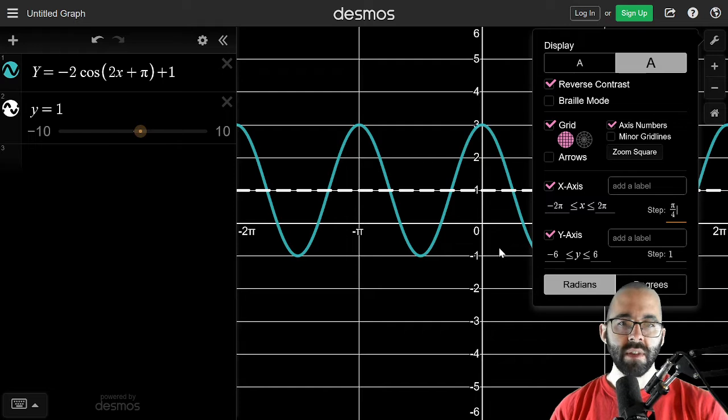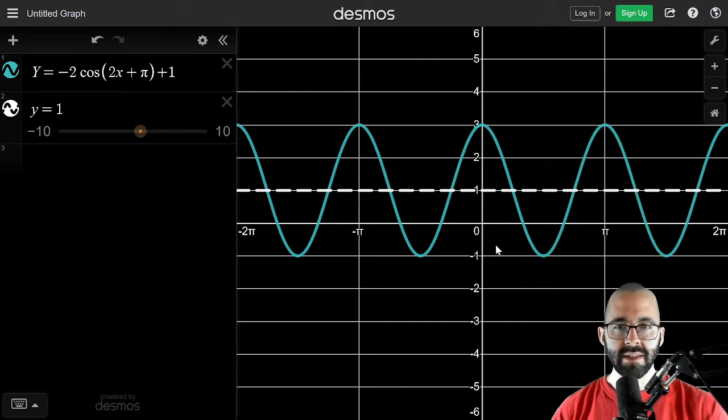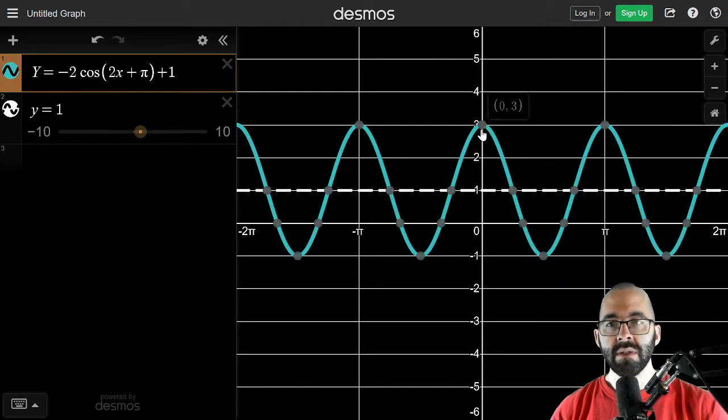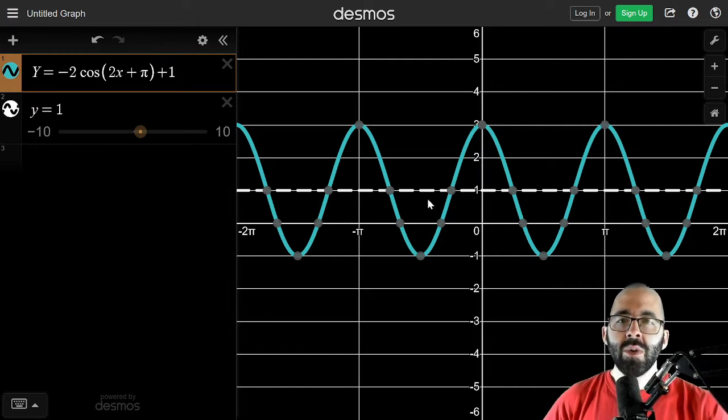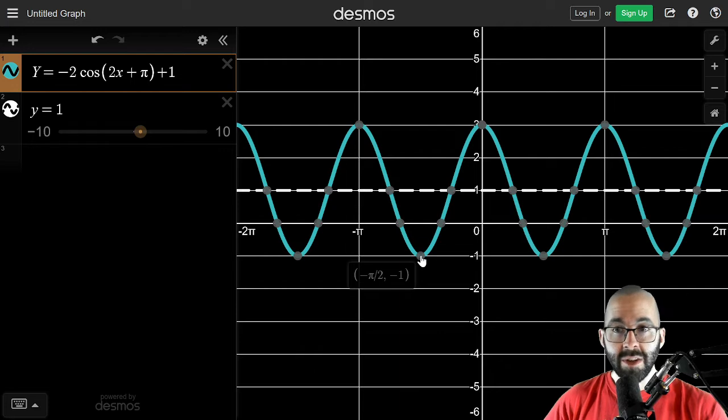And then the y-axis is fine. We could change the y-axis if we wanted. So notice our graph is starting at the top. You say, why is it starting at the top, Jason? We have a negative. Well, the negative means that normally we'd start here at negative, but we're getting shifted. Our phase shift is pi over 2 to the left.